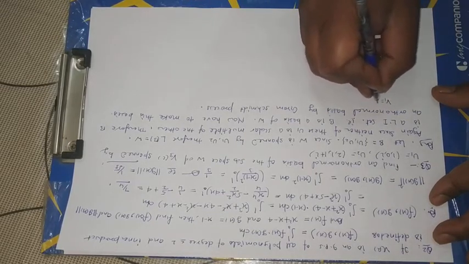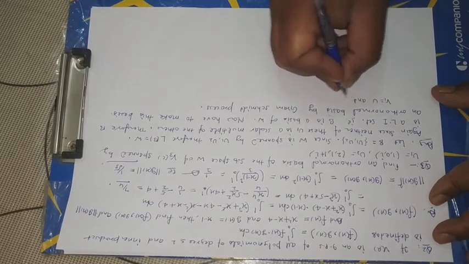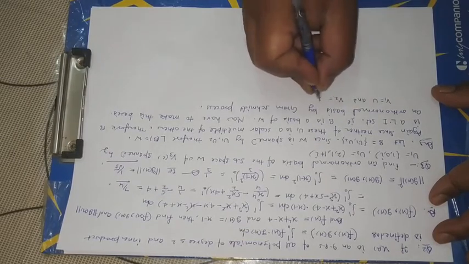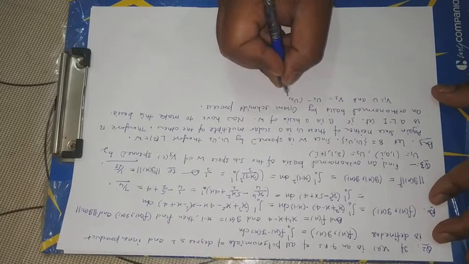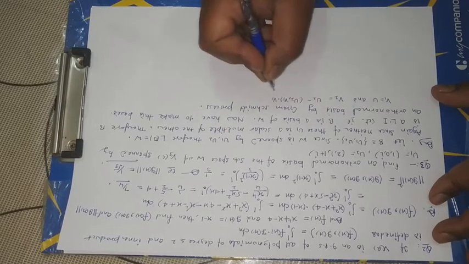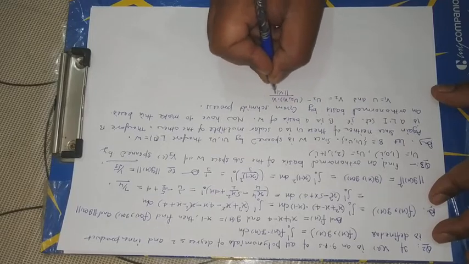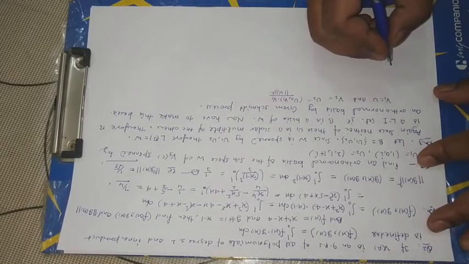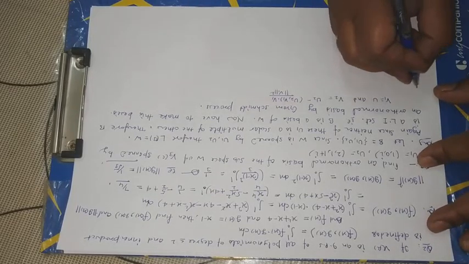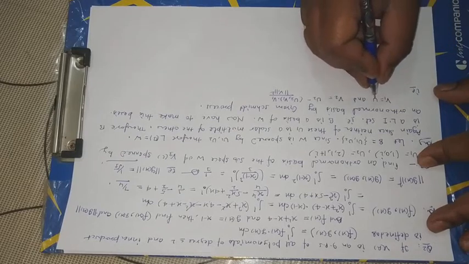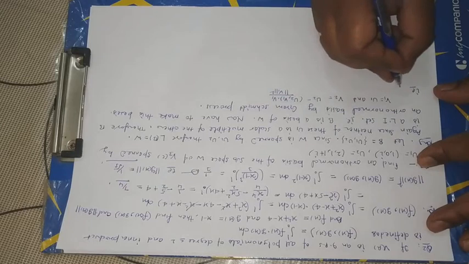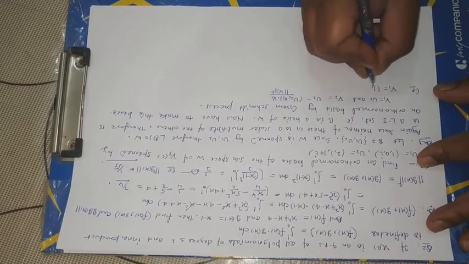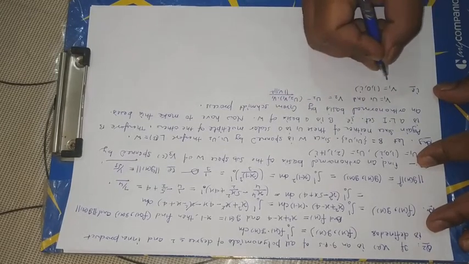V1 is equal to U1 and V2 is equal to U2 minus inner product of U2 with V1 into V1 upon V1 norm square. That is V1 is equal to U1. Now U1 is equal to (1, 0, i).